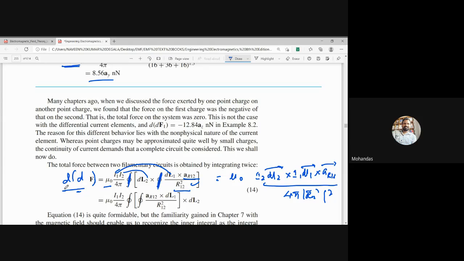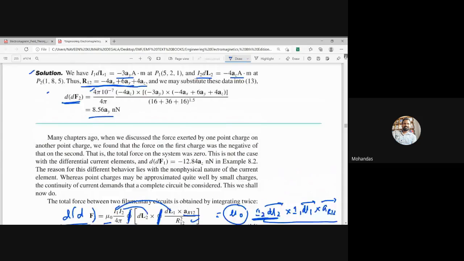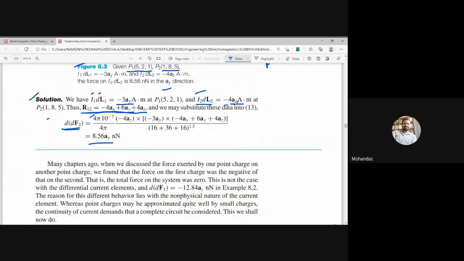What is the I2 DL2 he has given here? I2 DL2 is minus 4 into AZ. That is what he has substituted. Minus 4 into AZ. What is the I1 DL1? Minus 3 into AY. And this is the AR12 unit vector, divided by the distance squared into 4 pi. So this is the problem he has given as an example.